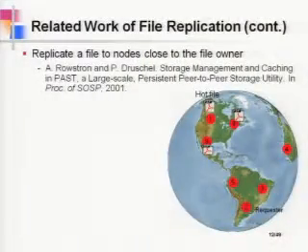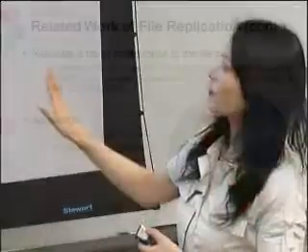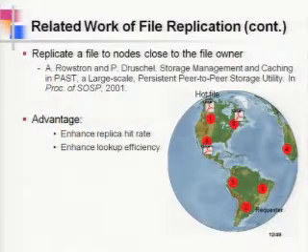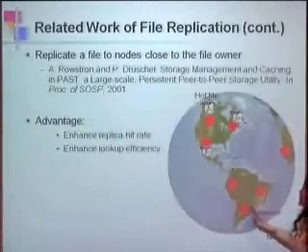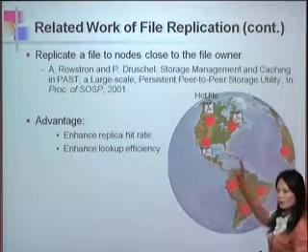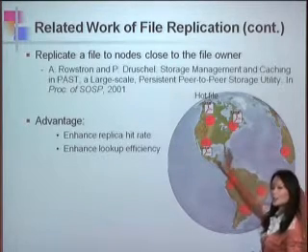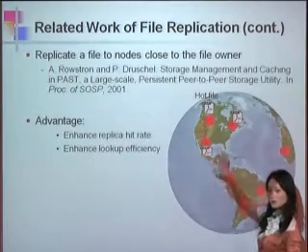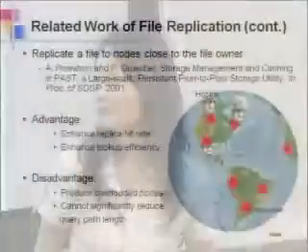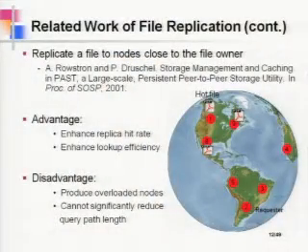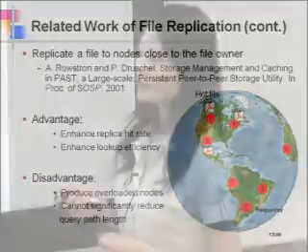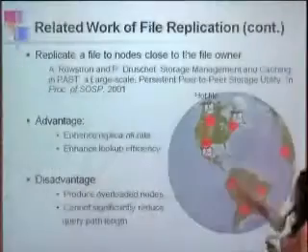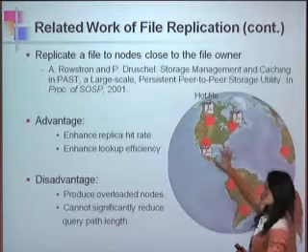So this work replicates a file to nodes close to the file owner. The advantage of this method is that it can enhance the replica hit rate, because when the requests are forwarded to the server, the requests can always encounter the replica nodes around the server. And also it can enhance the lookup efficiency. But the disadvantage is that it produces overloaded nodes, because the replica nodes are nodes around the server.